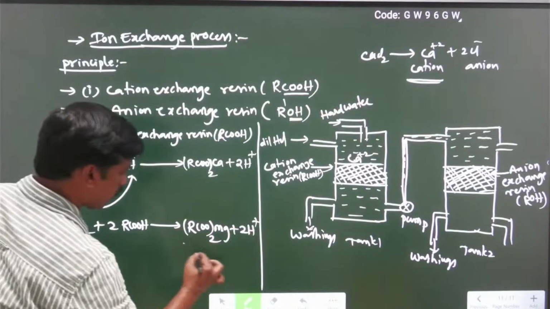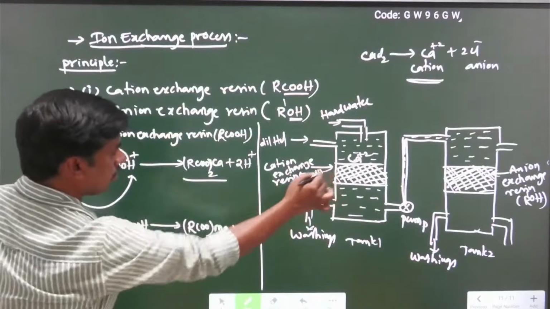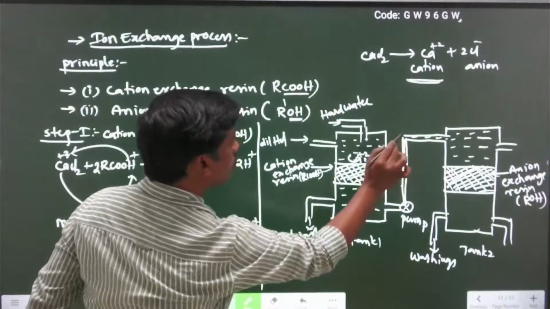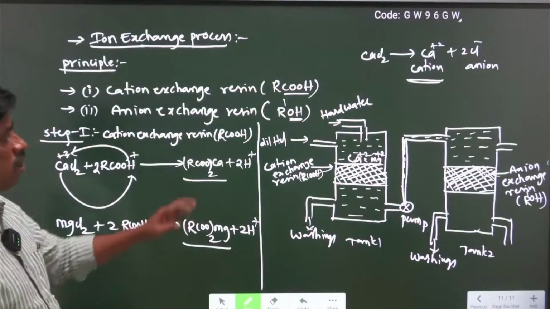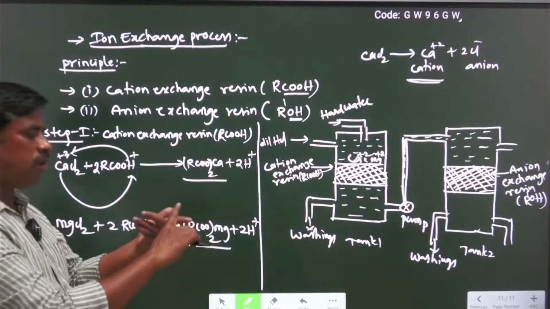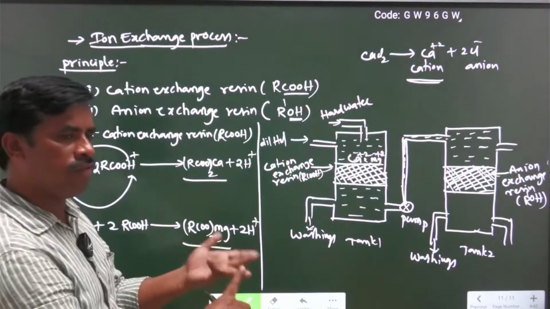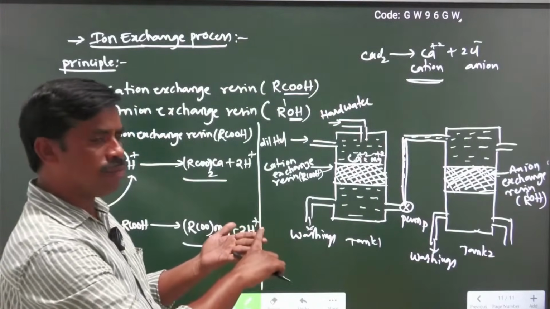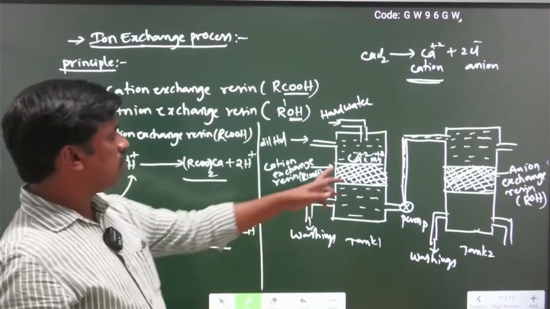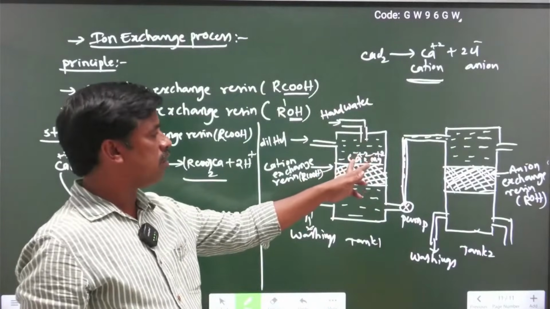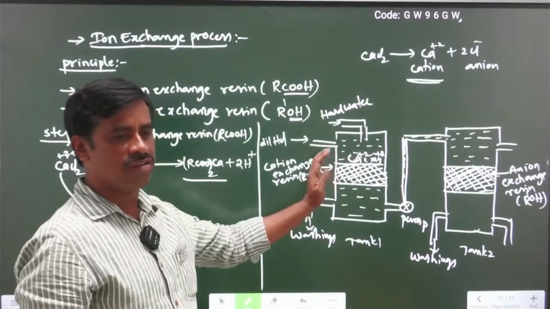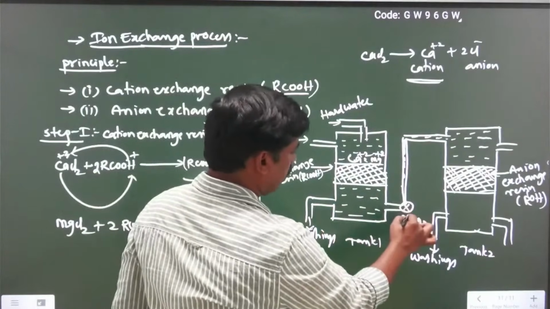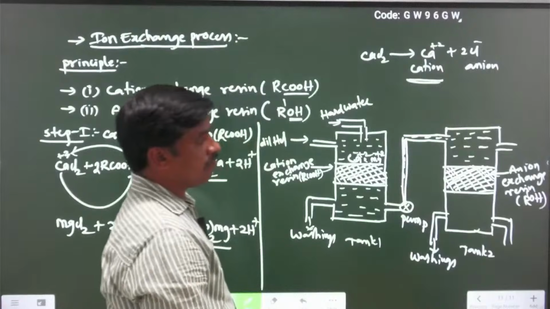This compound can stop on the surface of the resin here. Calcium plus 2 or Mg plus 2 are stopped on the surface. Mostly cations are present in dissolved salts. Whatever the salt dissolved, either bicarbonates, chlorides, sulfates, nitrates, etc., the possible cations are calcium plus 2 and magnesium plus 2. These two cations are stopped on the surface of the cation exchange resin bed. The remaining water goes down, and with the help of this pump, enters the second tank.